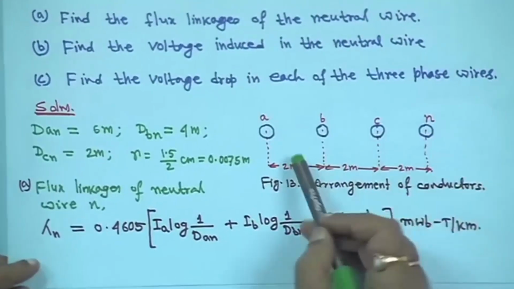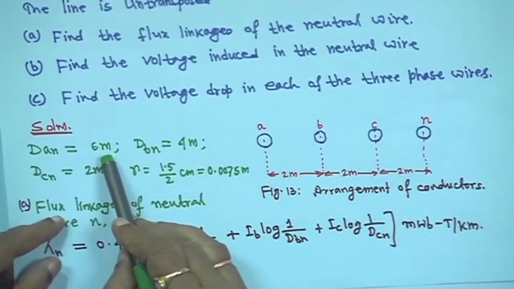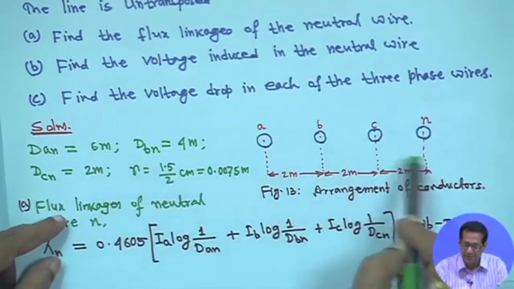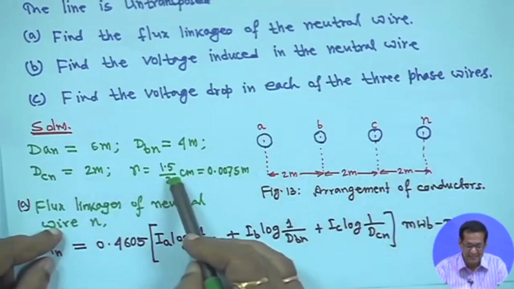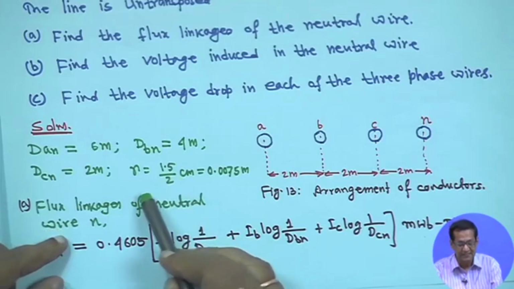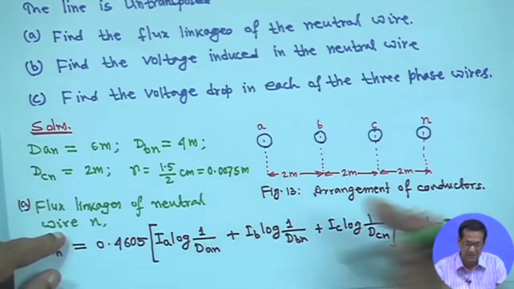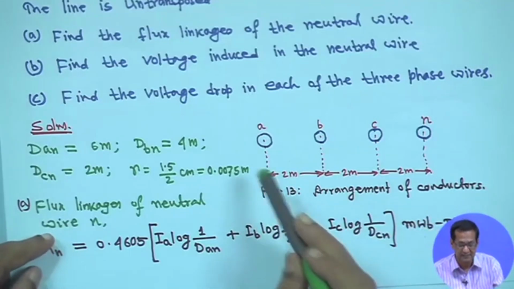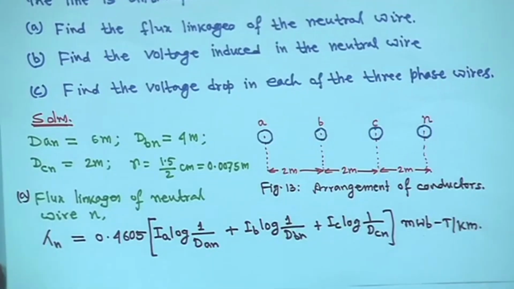Now, first this calculation is very simple. DAN is 2 plus 2 plus 2, so 6 meter, DBN is 2 plus 2, so 4 meter, and DCN is 2 meter, and the diameter is given as 1.5 centimeter. So the radius r is 1.5 by 2 centimeter, which is 0.0075 meter. Generally in a transmission line, the distance between the 2 phases is quite large compared to the radius, so d minus r is approximately equal to d, because r is too small.